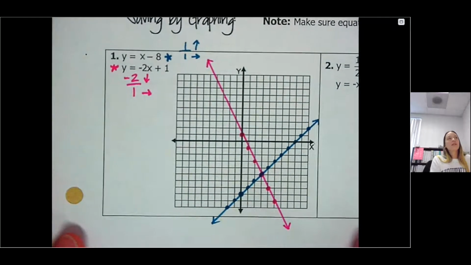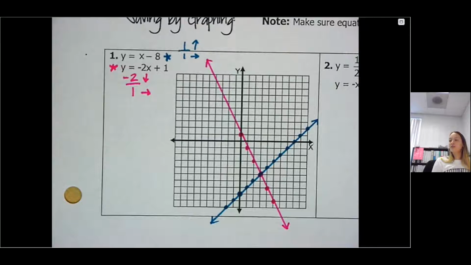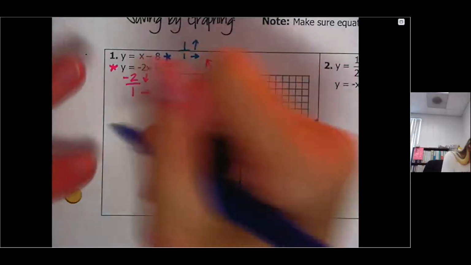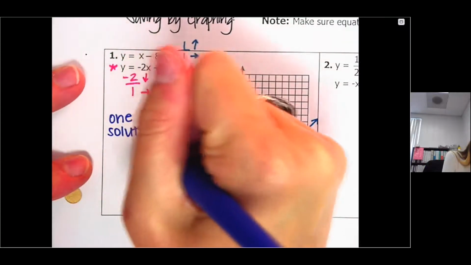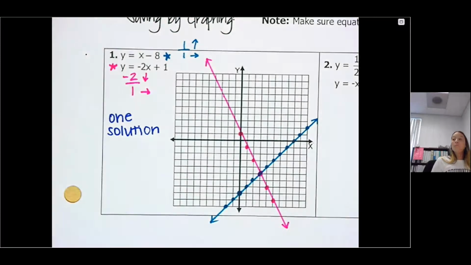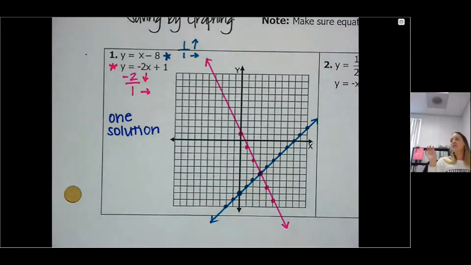So your graph should look something like this. You got 2 lines and they are intersecting. Okay, so does this one have 1 solution, no solutions, or infinite solutions? This has 1 solution. Do we have to write that on the side? Yes. You got 1 solution. What point is the solution?